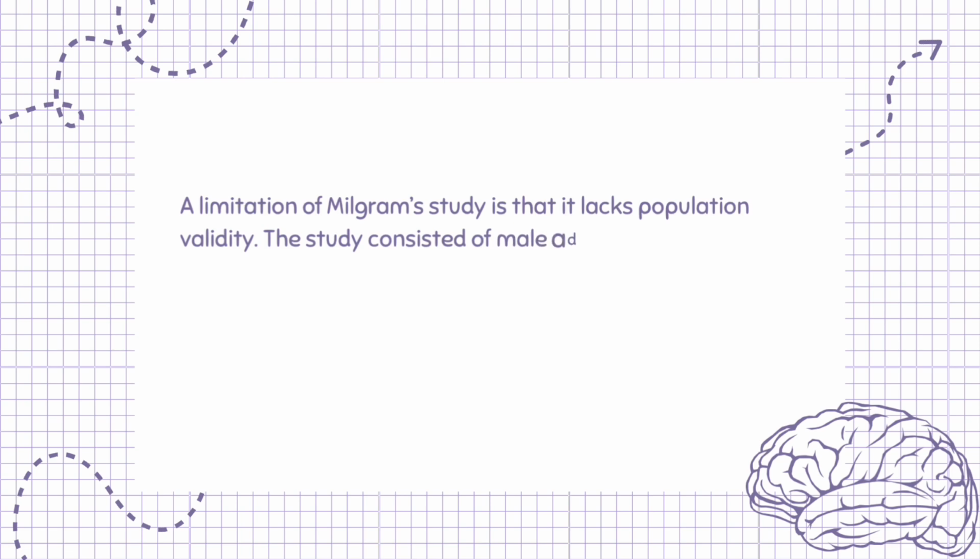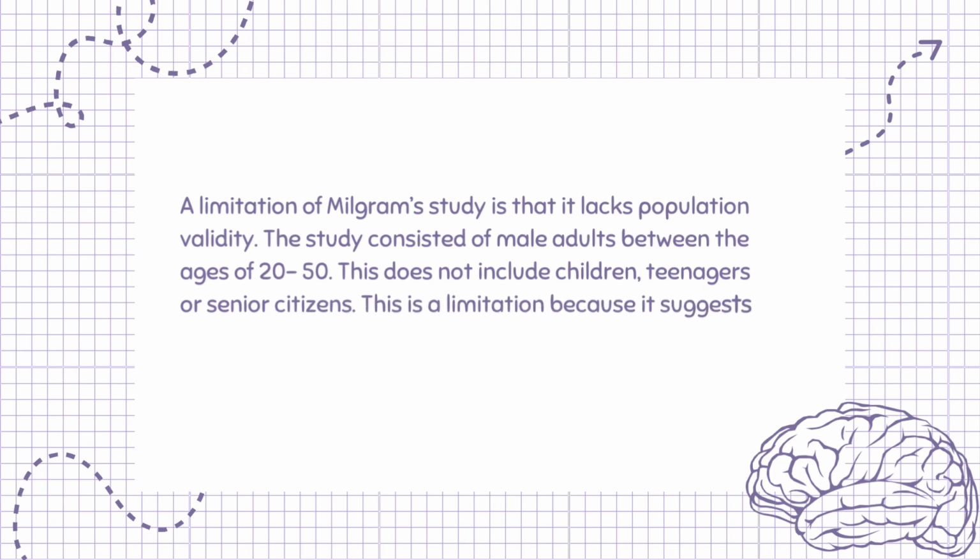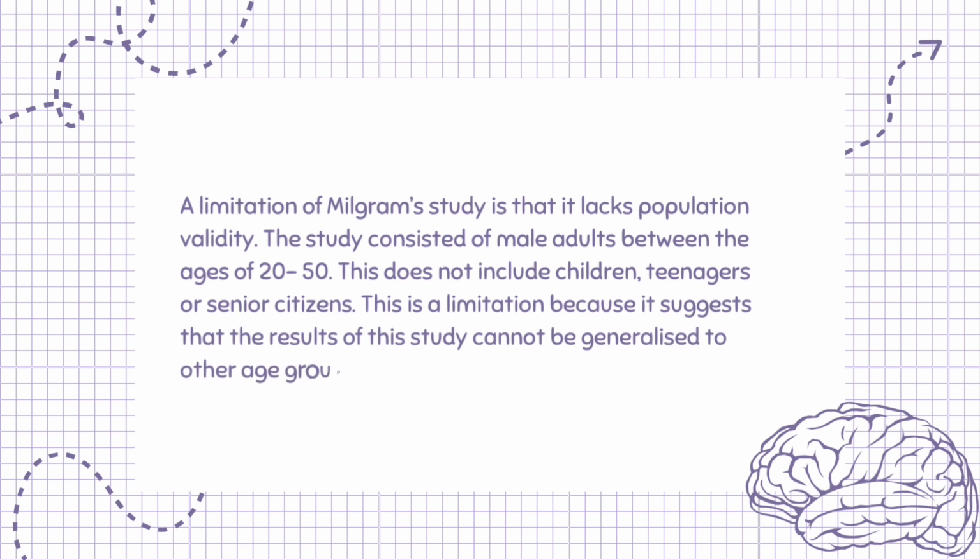A limitation of Milgram's study is that it lacks population validity. The study consisted of male adults between the ages of 20–50. This does not include children, teenagers, or senior citizens. This is a limitation because it suggests that the results of this study cannot be generalized to other age groups, e.g. children and senior citizens.